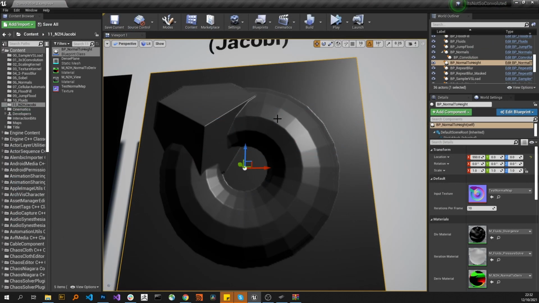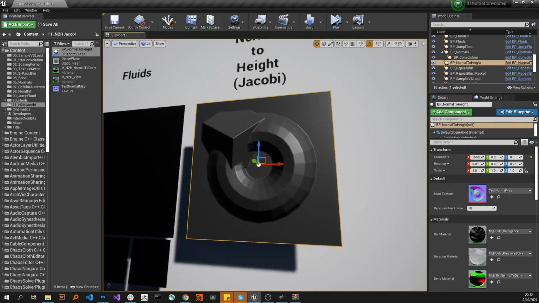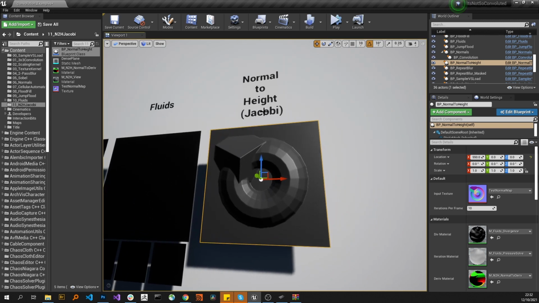So that is your crash course in partial differential equation solvers and how to calculate a field from its derivatives. And we have now used it both to get fluid simulation and to generate a height map from a normal map.